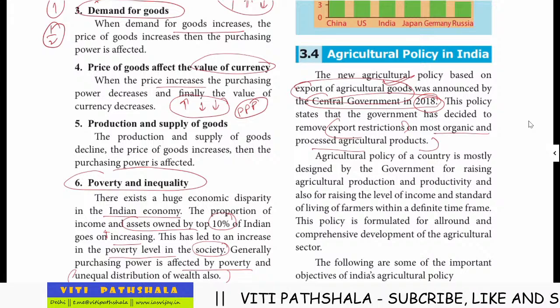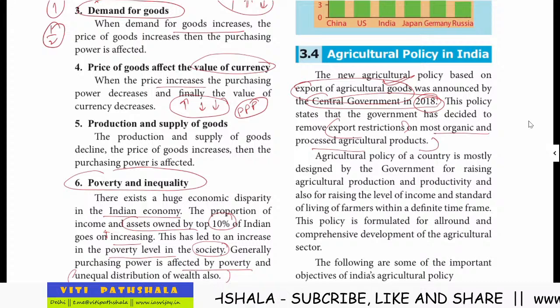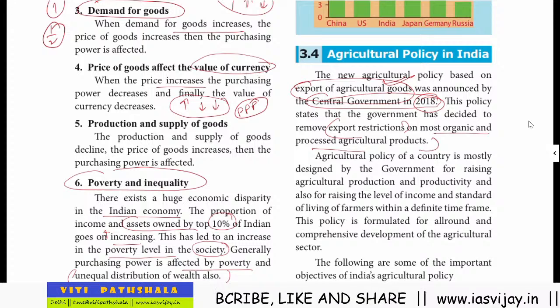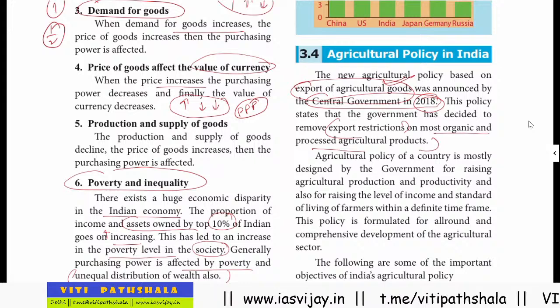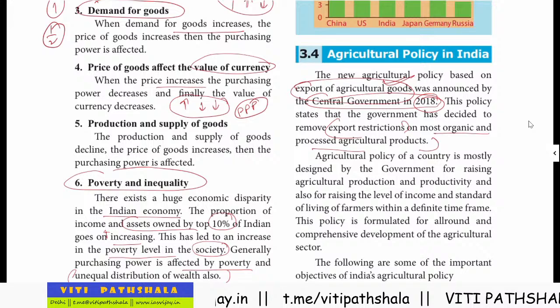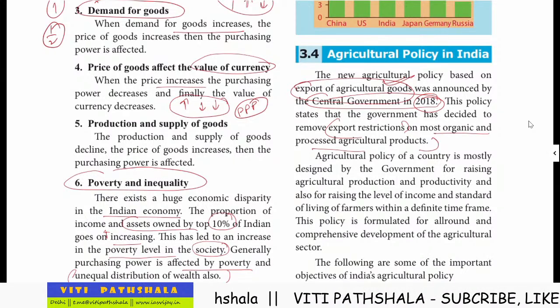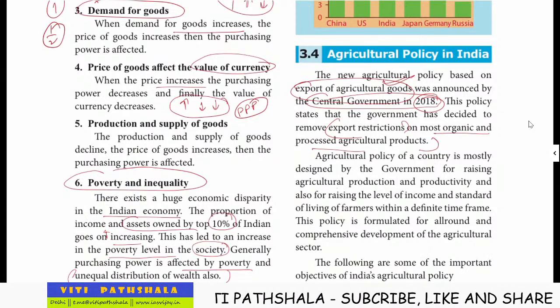This policy is formulated for all-around and comprehensive development of the agriculture sector. The following are some of the important objectives. So what are the objectives? These are very important from your exam point of view. Raising the productivity of the inputs.